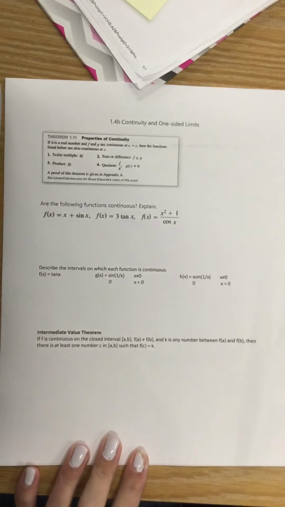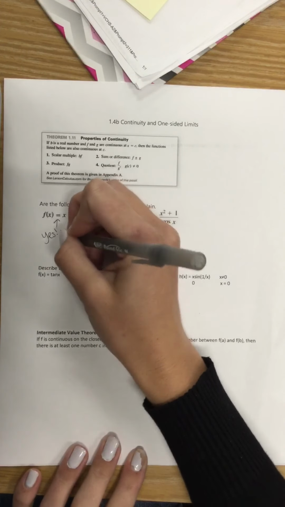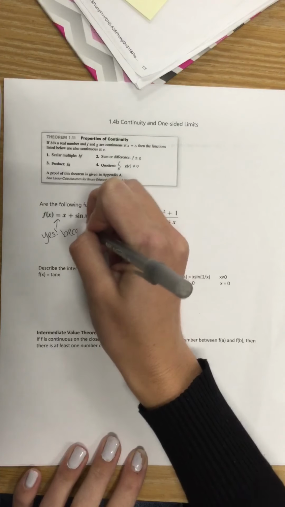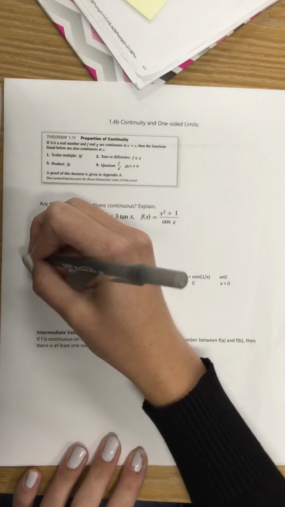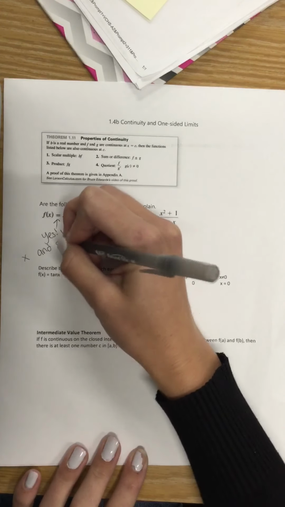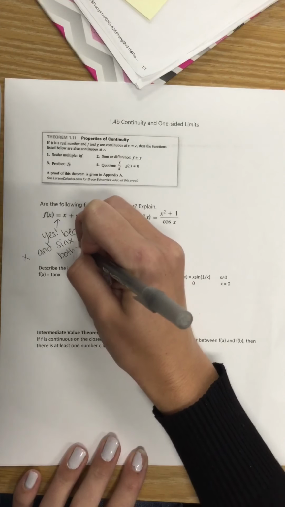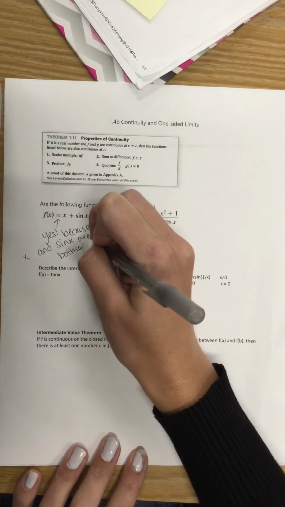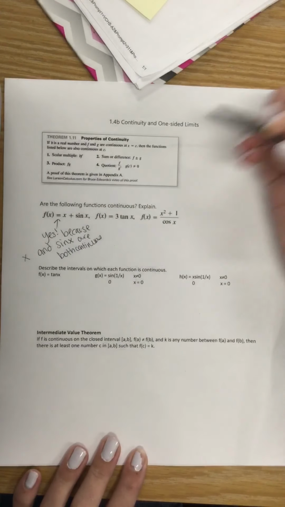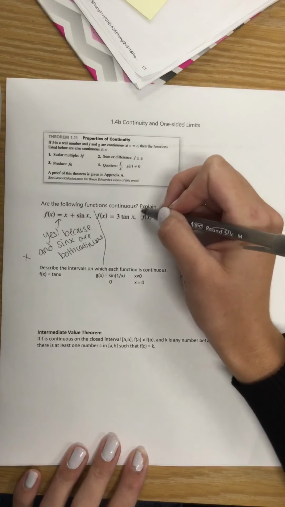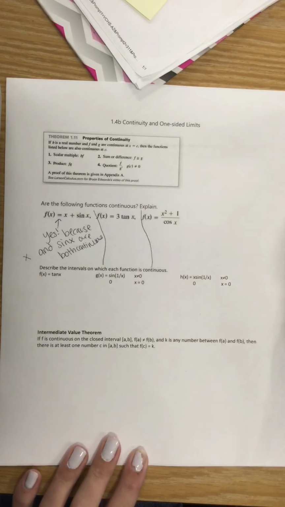So this says, are the following functions continuous? This would be yes, because x and sine x are both continuous. So because we added the two together, we know that it's still continuous. All right, tangent x. Is tangent x continuous?